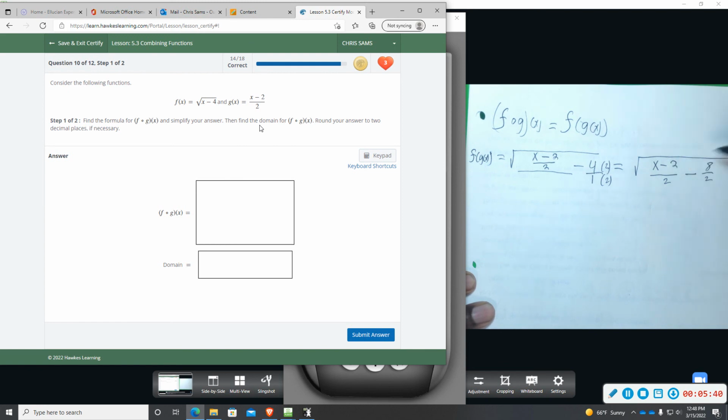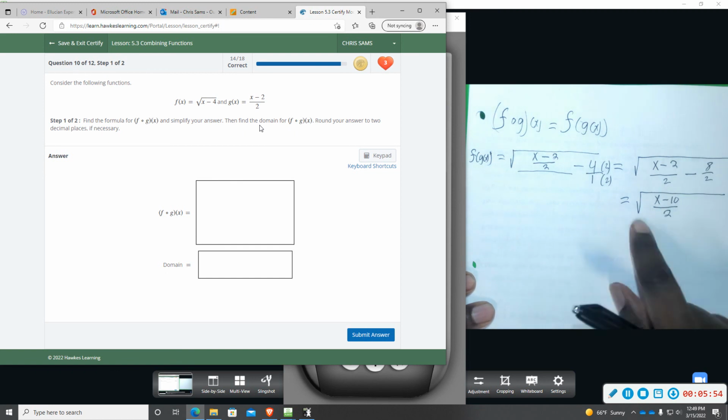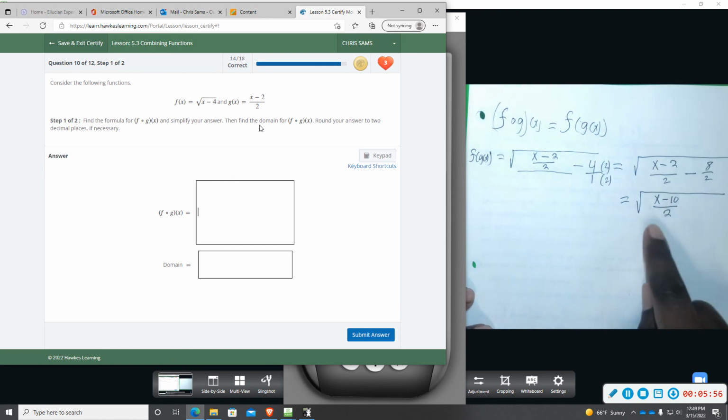I can combine these. So the 2 and the 8 I will combine, and that will give us square root of x, and then negative 2 minus 8 will be minus 10, all divided by 2, and that's the simplified version of that. So x minus 10 over 2.